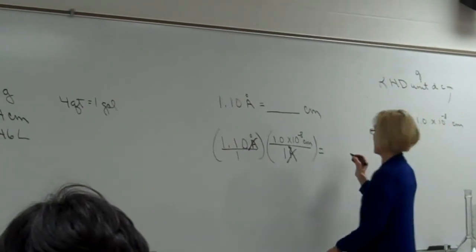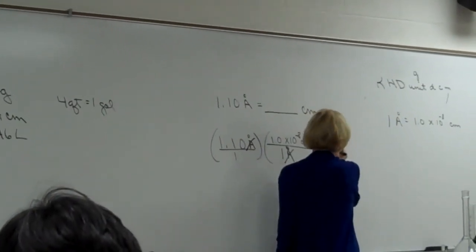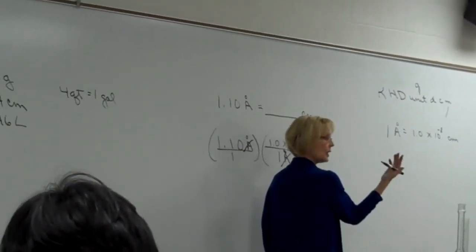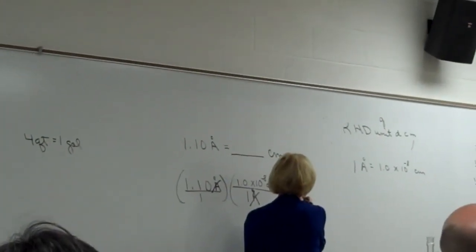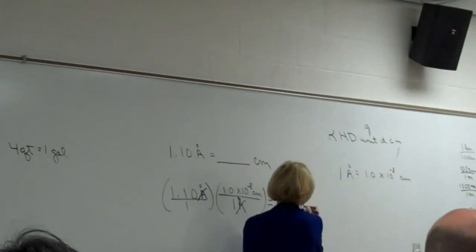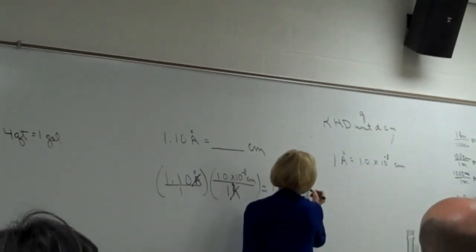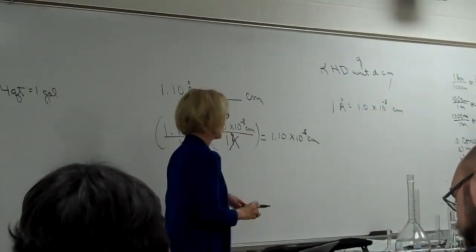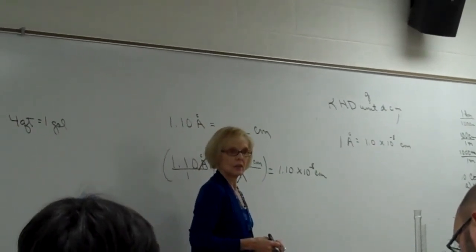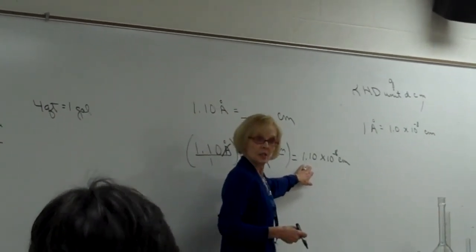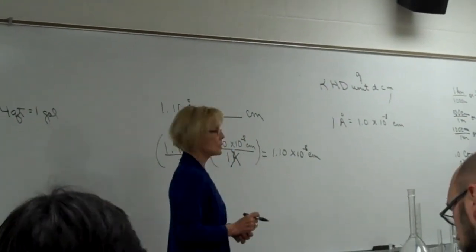Nicole, tell me what we get. You whipped it right into exponential notation with the correct number of sig figs. It's 1.10 times 10 to the negative 8. Perfect. Okay, because it's just 1 times that, you get 1.10, and then you just carry that along. Okay, we've got our 3 sigs, and yeah, we expect a really small number.